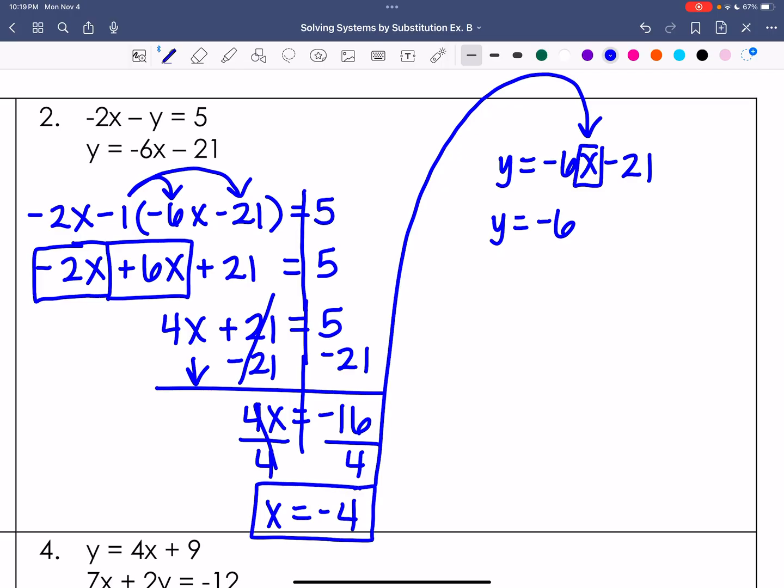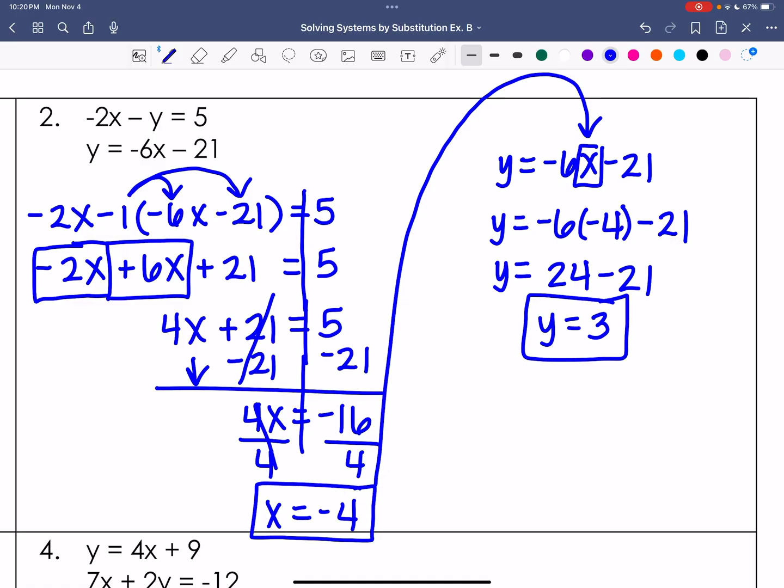Now guys, because I have a coefficient in front of x, whenever I come to substitute in negative 4, we have to make sure that we include parentheses. And this is minus 21. Now from here, you can go ahead and type this directly into your calculator, or you can solve by hand. Here, negative 6 times negative 4 is a positive 24. Minus 21 gives me a positive 3.